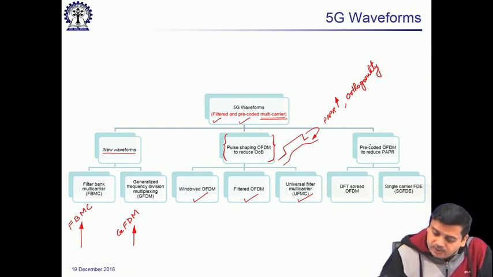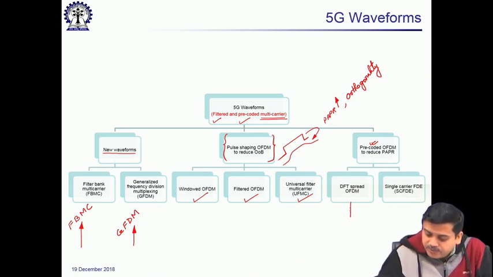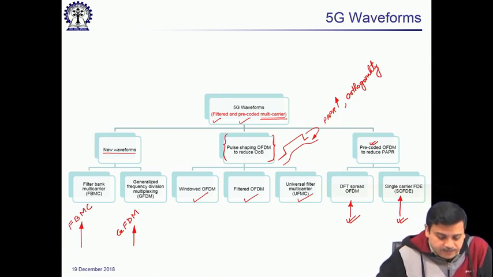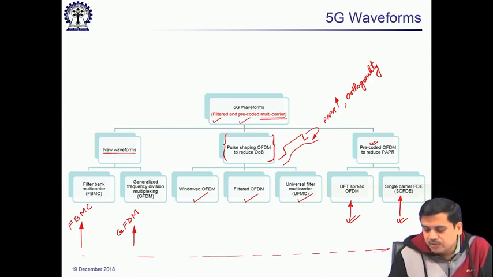While on the precoded side, these are the new waveforms, we find DFT spread OFDM is already available, no issues about it, and single carrier FDE is also an extreme case of DFT spread OFDM. So, in that case this is also available in some sense. We will, in this lecture and probably in the next lecture also, depending upon how well we progress, intend to cut across these different waveform architectures.